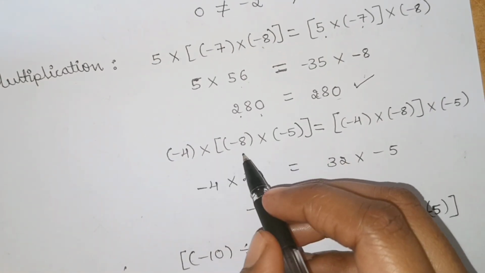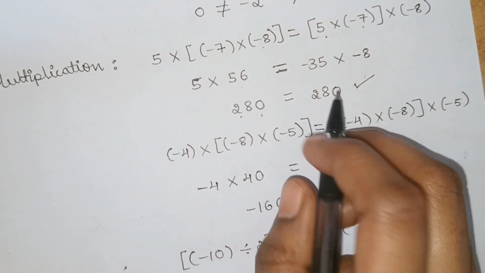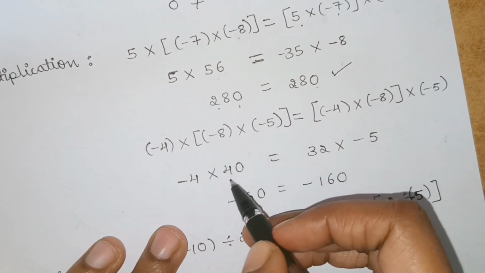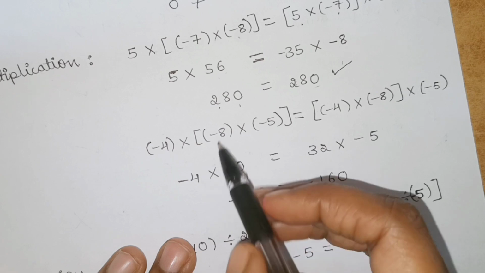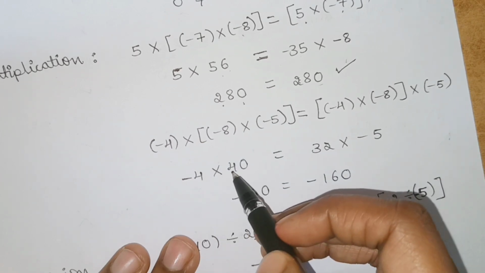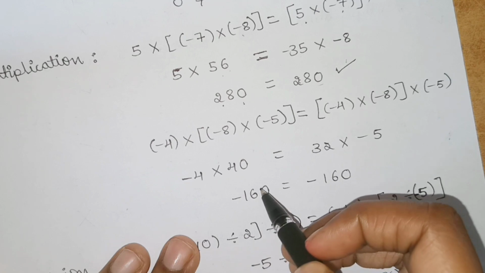Minus 4, minus 8 and minus 5 we have taken. Now we will group minus 8 and minus 5 together in the LHS. Minus 4 is kept as it is. Minus into minus is plus. 8 5 is 40. Minus 4 into 40. 4 4 is 16. Minus 160 is the LHS.